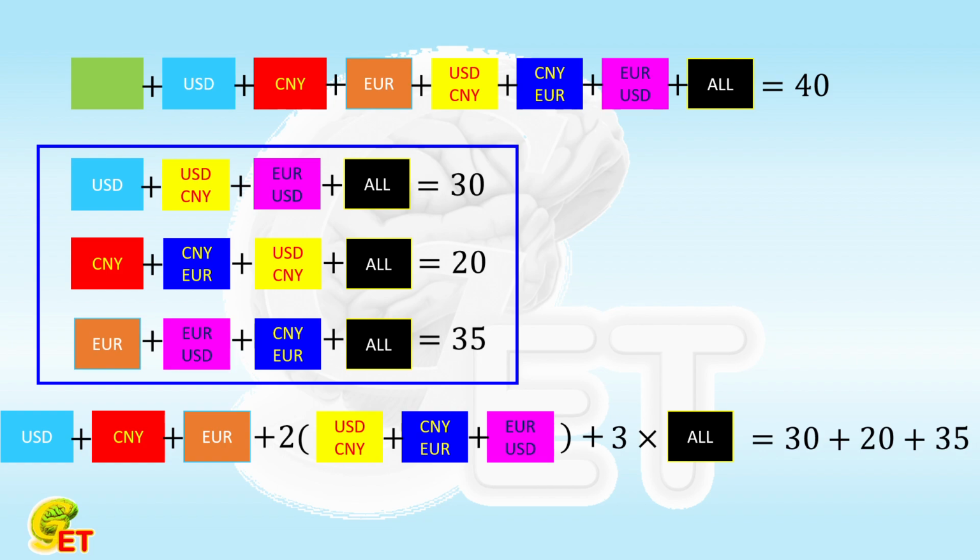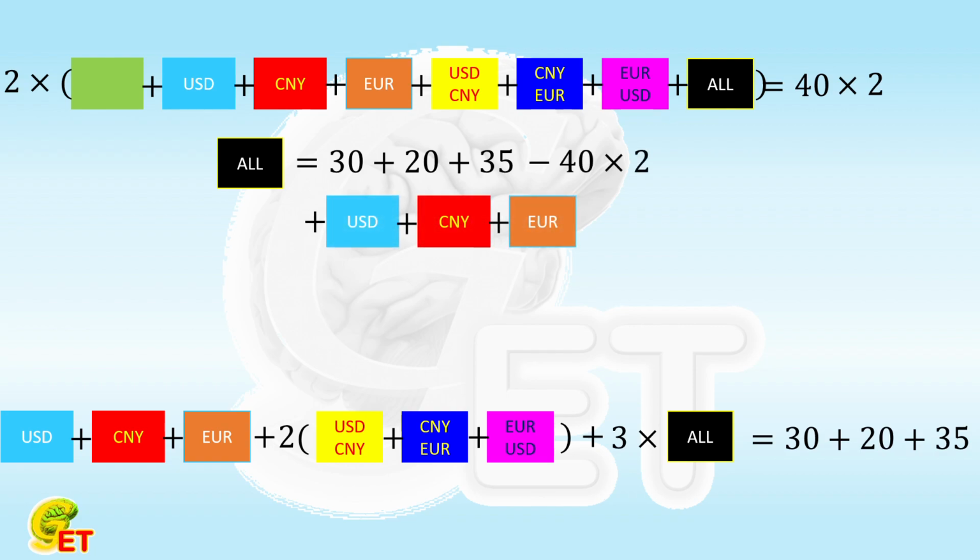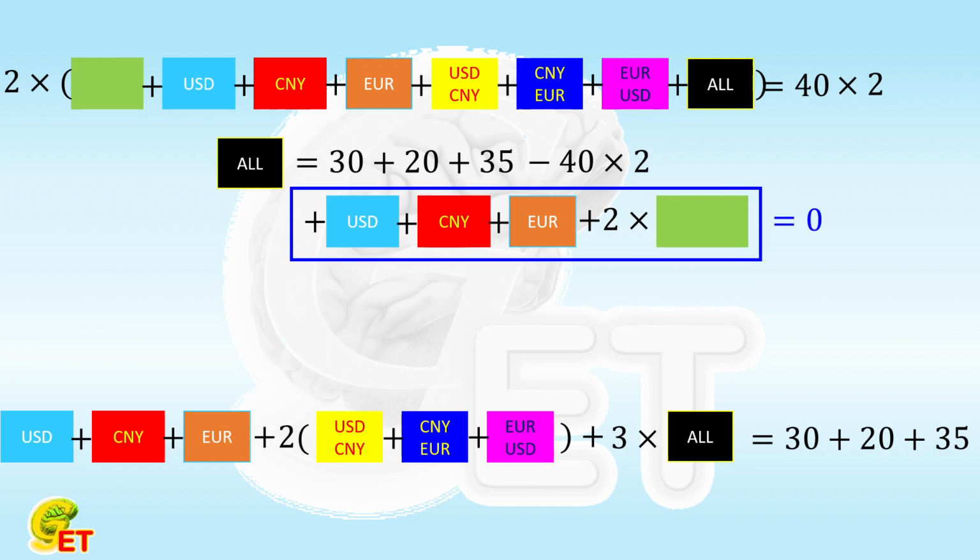Now we multiply the formula for the total amount of people by 2, and then subtract it from the formula we just obtained. What do we get? We get, the amount of people who have all those 3 kinds of currencies equals 30 plus 20 plus 35, minus 40 times 2, plus all the people who have one kind of currency, plus twice the amount of people who don't have any currency. Since its minimum value is demanded, we certainly expect that these parts are all 0. Then the result of the calculation is equal to 5. It is consistent with the previous calculation result.